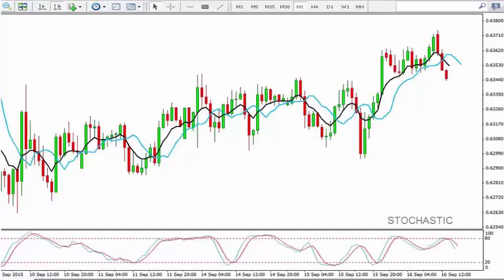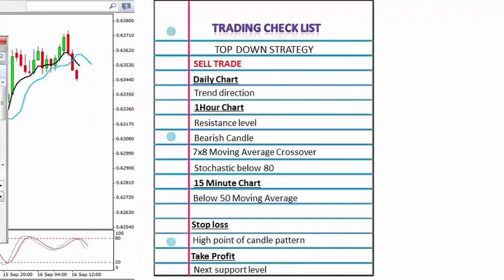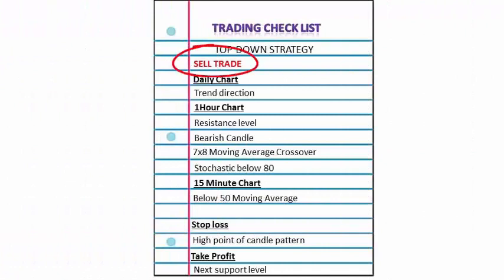Down here, you have your stochastic indicator, and up here, you have your moving averages. So let's save this as a template. Left-click Templates, and you can name your template Top-Down Strategy 1 hour. So let's design our trading checklist. We will start with our sell trade checklist first.